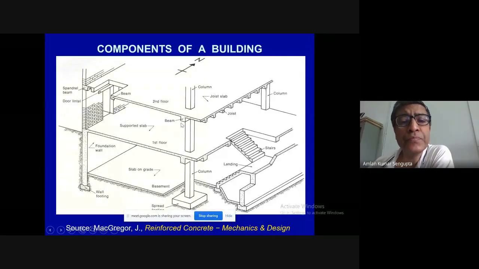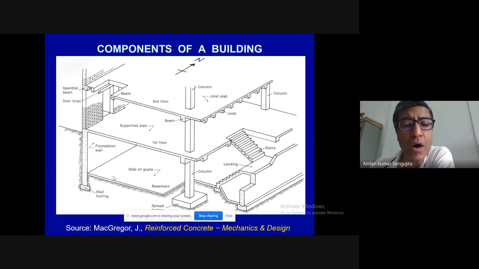From the beams, the load goes to the columns. Columns are vertical members which take down the load to the foundation. Please note the slab on the ground floor, which is called the slab on grade, is not supported on any beam. That directly rests on the soil, which is also called grade because the soil has to be prepared. A special type of preparation needs to be done for the soil to support the slab on grade, or sometimes it is called slab on ground.